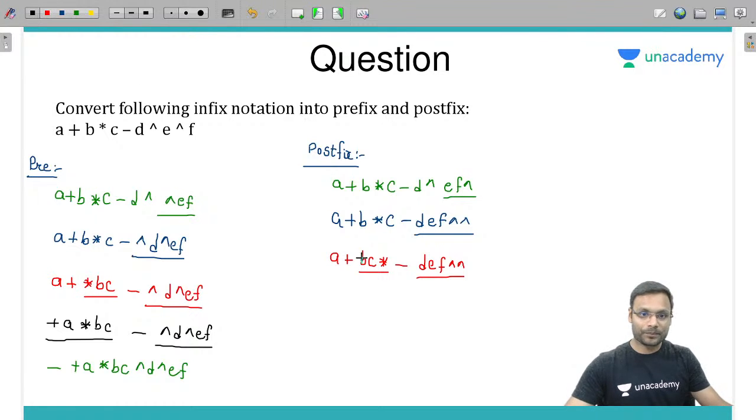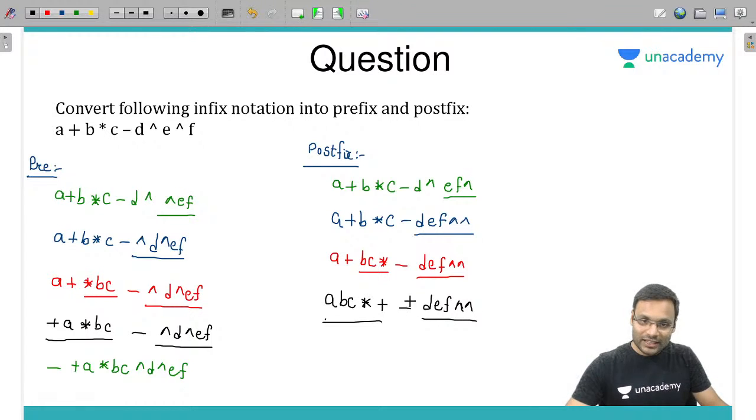Next step. This plus will be solved. Why? Because it is left associative. A, B, C, star and plus: left operand, right operand, then plus. Then minus, def exponent exponent. At the end, this minus.